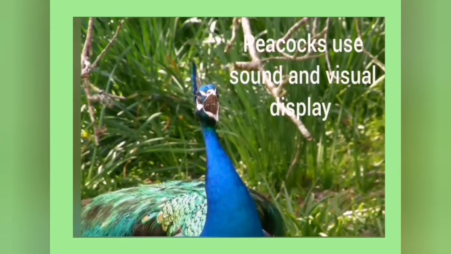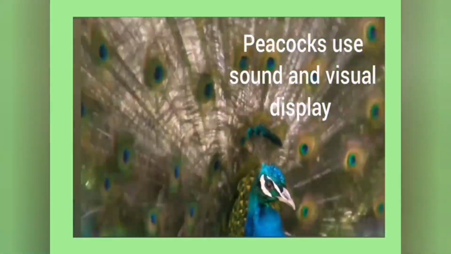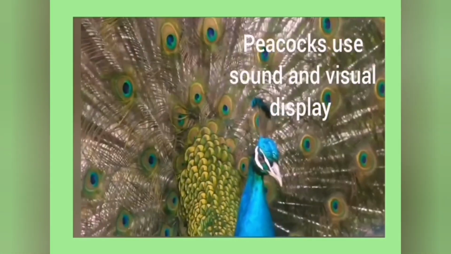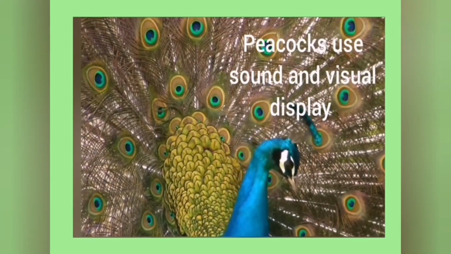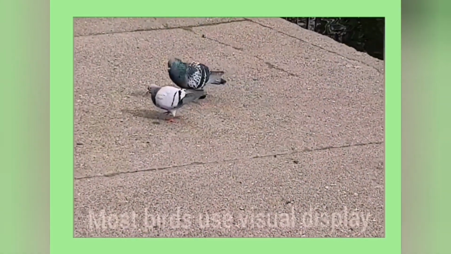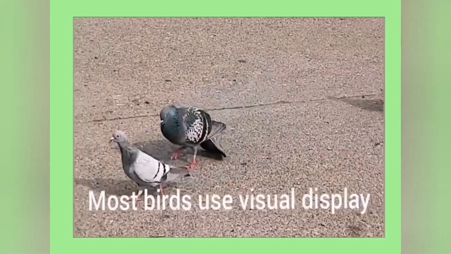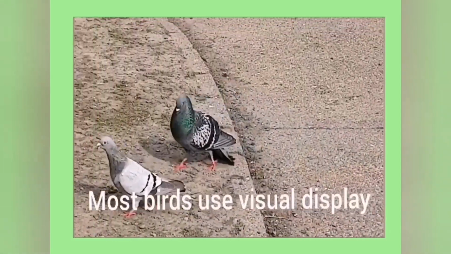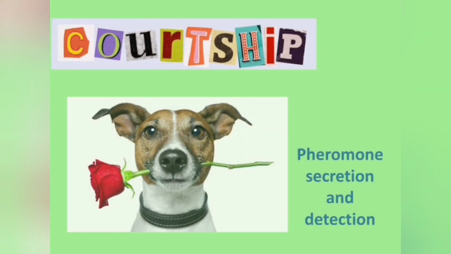Now here's a peacock, and they also use sound and visual display to attract a female. And then I'm sure you've seen these guys. Look at this male prancing around behind the female. She's pretending she's not even seeing him. And again, he's trying to attract her attention.